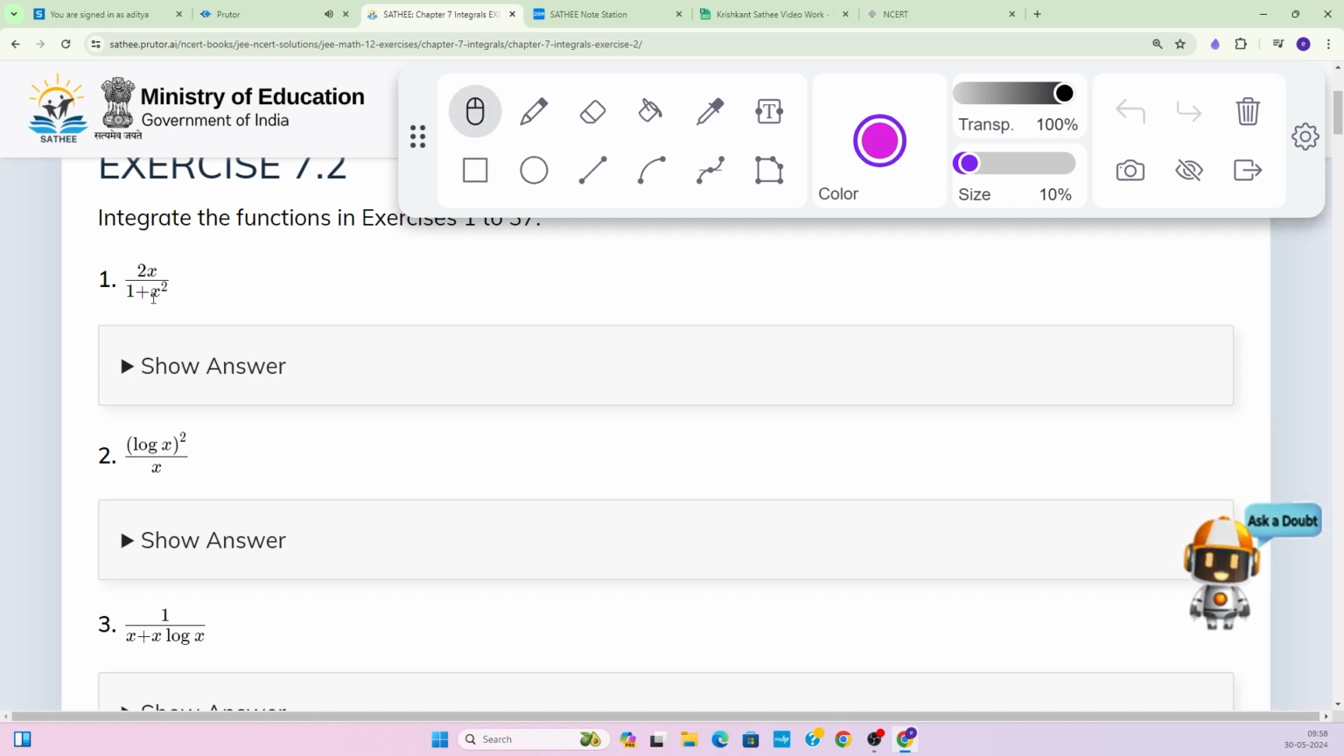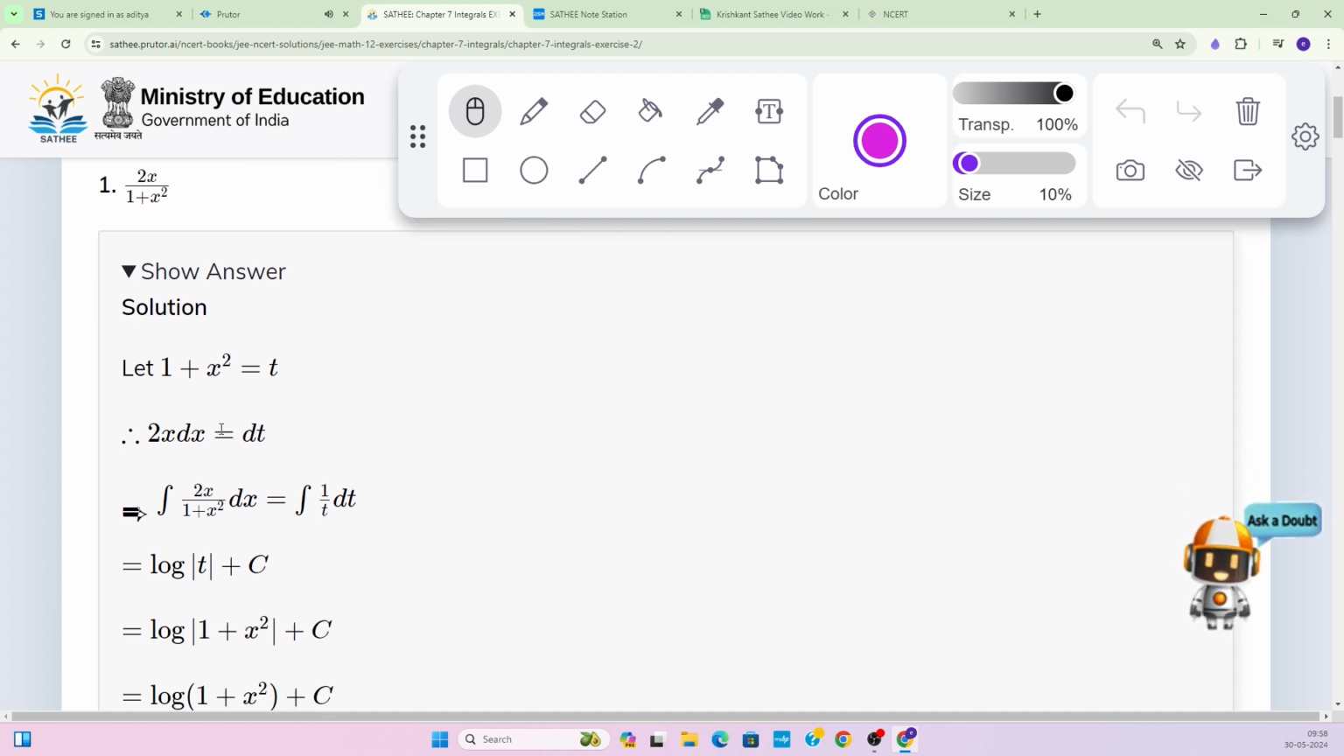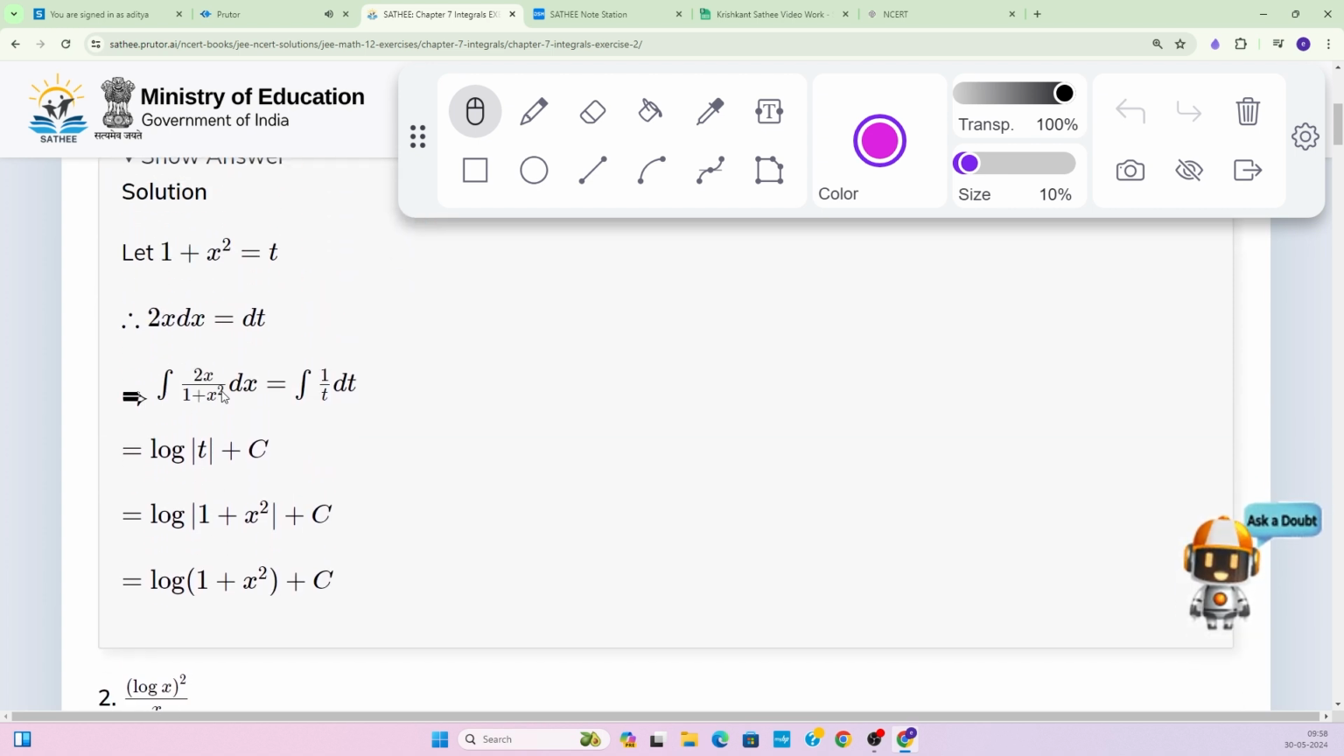Clear? Now, this 2x divided by 1 plus x square we have to integrate. Take t as your denominator, so 1 plus x square is equal to t. This means the derivative of t with respect to x will be what? dt by dx is nothing but 2x. This means dt is equal to 2x multiplied by dx, and you can replace your numerator by dt and the denominator by t, so you will have 1 by t dt. Now this integration is log mod t plus some constant.